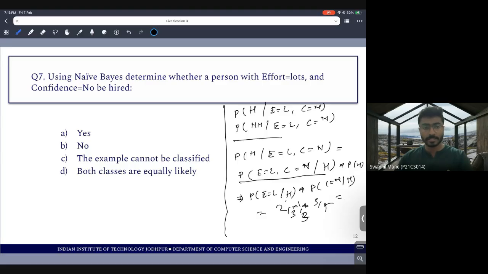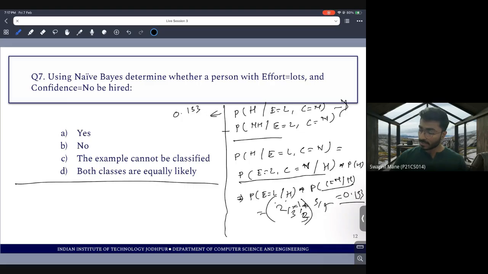Yes, Harish, do you have any doubts or any confusion? Okay, yeah. So I hope you are getting it. We are getting the probability for efforts lots as 2 divided by 3, and the probability for confidence no for the hired class as 1 divided by 3, and then 3 divided by 5. We are getting approximately 0.133 for this category.